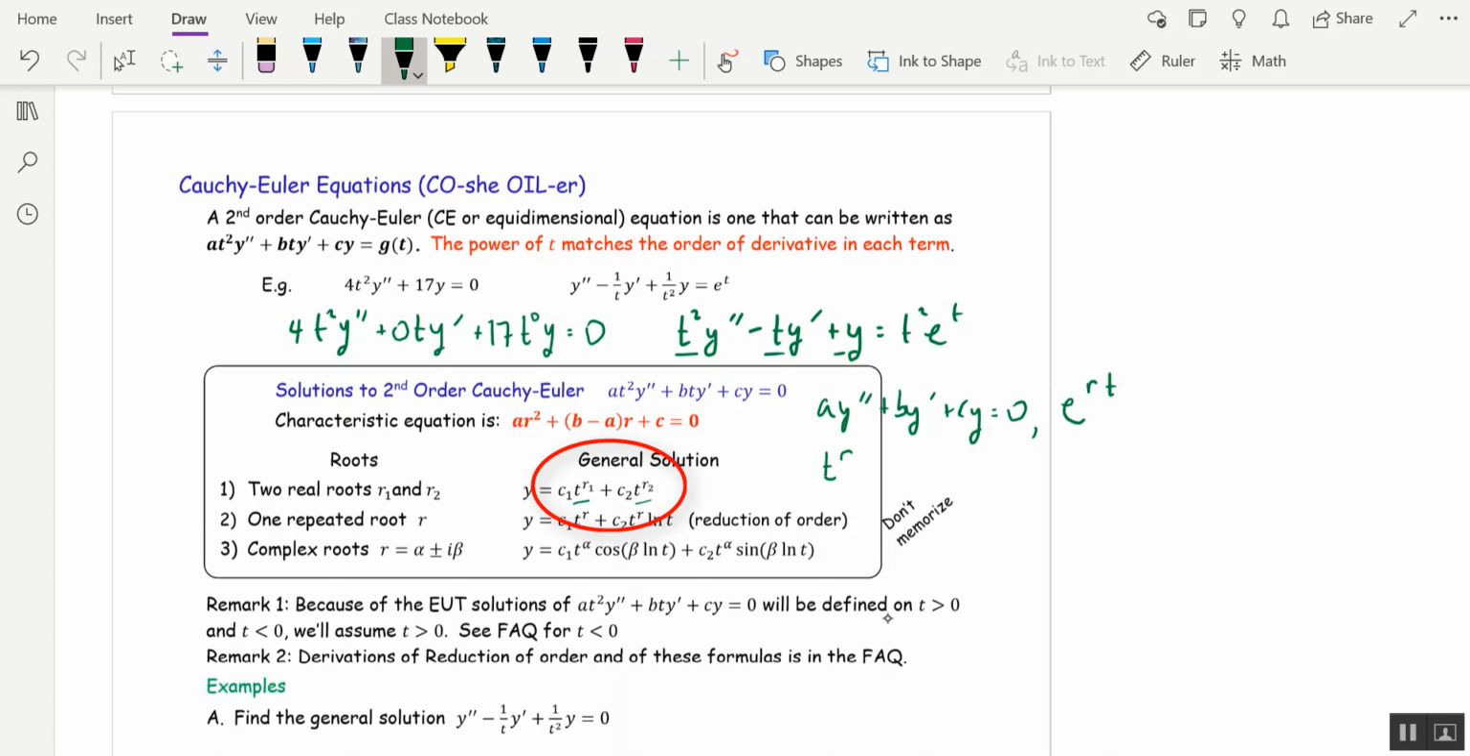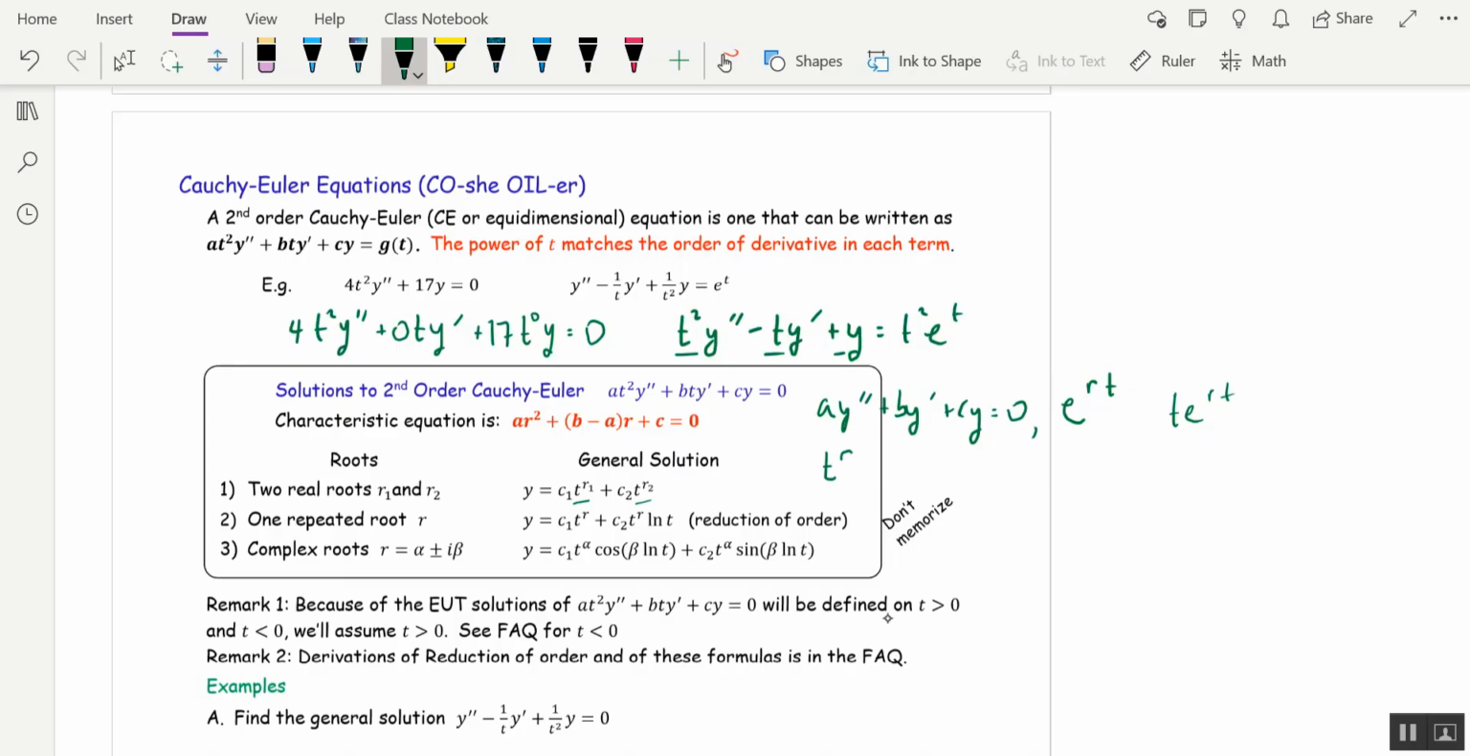And then for the constant coefficient case, if we had a repeat root, we had e to the rt, and then we multiplied by t, like t e to the rt. Here, if you have a repeat root, you multiply by ln t. And then the complex case looks a bit funky, but it comes about from Euler's formula, so it's not hard to prove, and I did it at the end in the frequently asked questions.